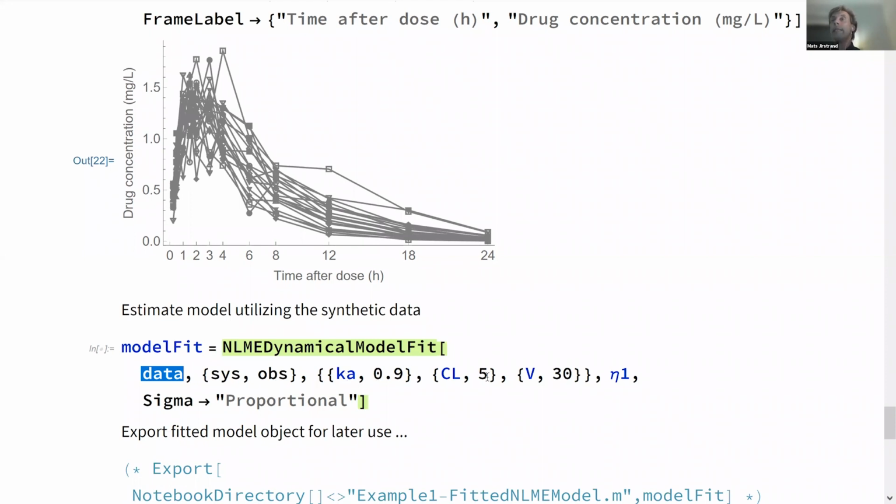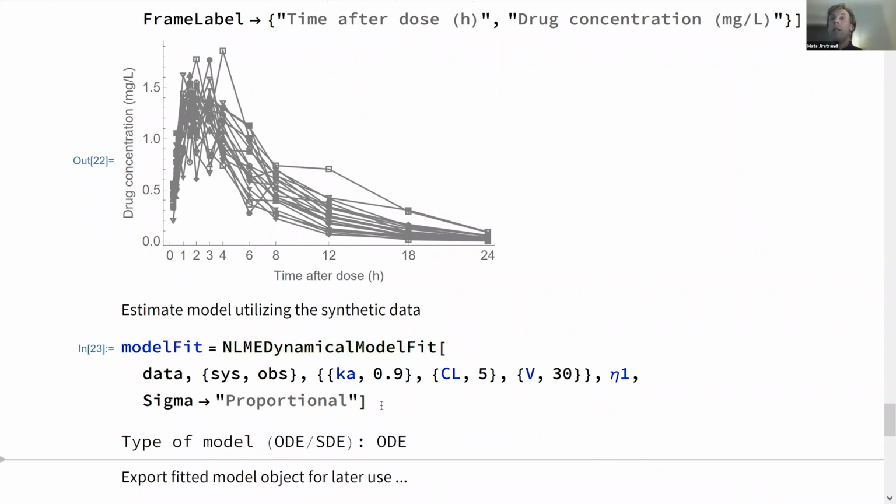We have initial guesses of the parameter estimates for the fixed effects parameters. And then we declare our normally distributed random effect in this case, and we say that the measurement noise model is proportional. We can also specify it with equations, but there are some pre-labeled things that are quite common here.